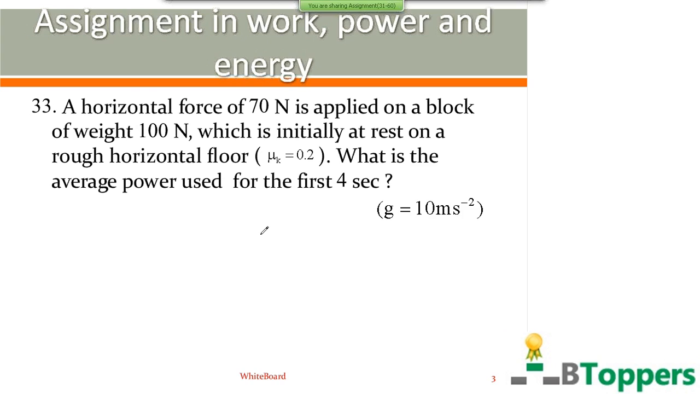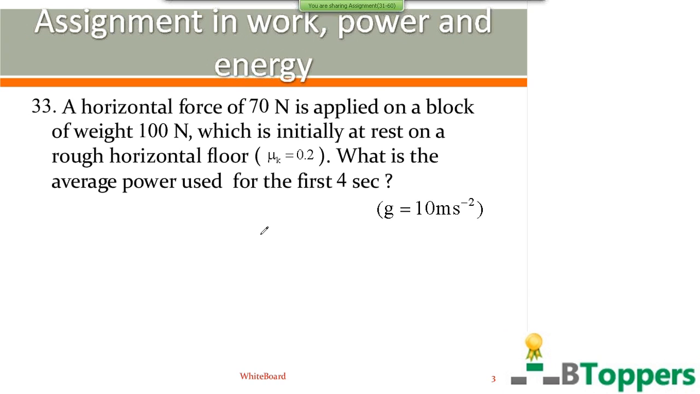So to find the average power for the first 4 seconds, you have to calculate the work done for the first 4 seconds. And to calculate the work done for the first 4 seconds, you have to find the displacement covered in the first 4 seconds. And to find displacement covered in the first 4 seconds, you have to first calculate the acceleration of the block. And to find the acceleration of the block, you have to apply Newton's second law. So let us consider the forces which act on the block here.